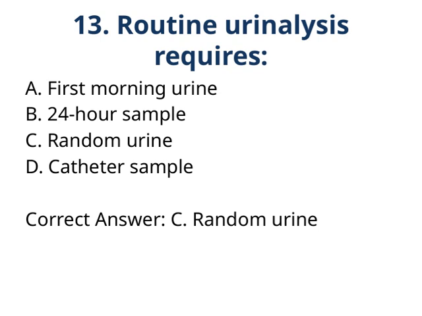Unlike a first morning urine, which is more concentrated and better for specific tests, or a 24-hour sample that requires collecting all urine over a day, the random urine can be collected at any time without much preparation. A catheter sample, on the other hand, is more invasive and typically reserved for specific clinical situations, such as when a patient already has a catheter in place. So the key point here is that for routine urinalysis, the most practical and efficient choice is a random urine sample.